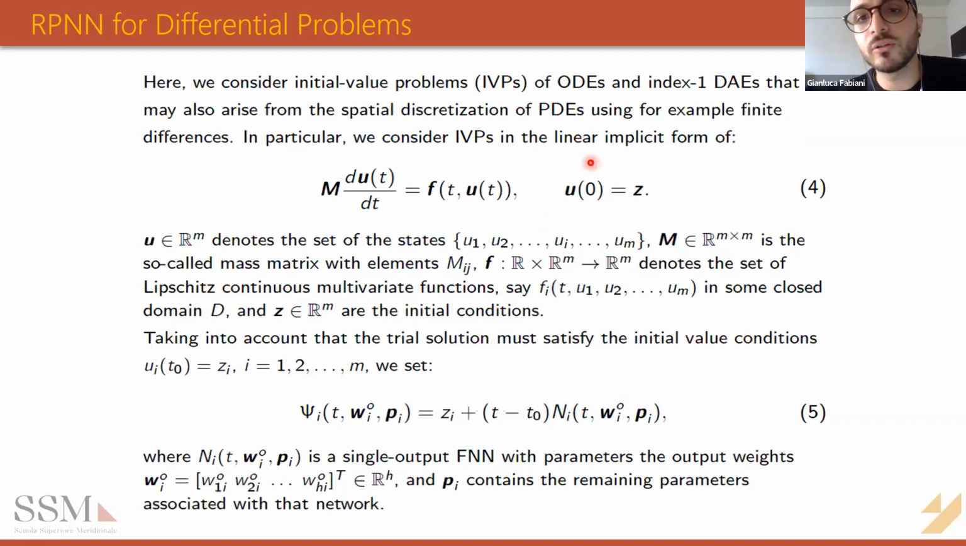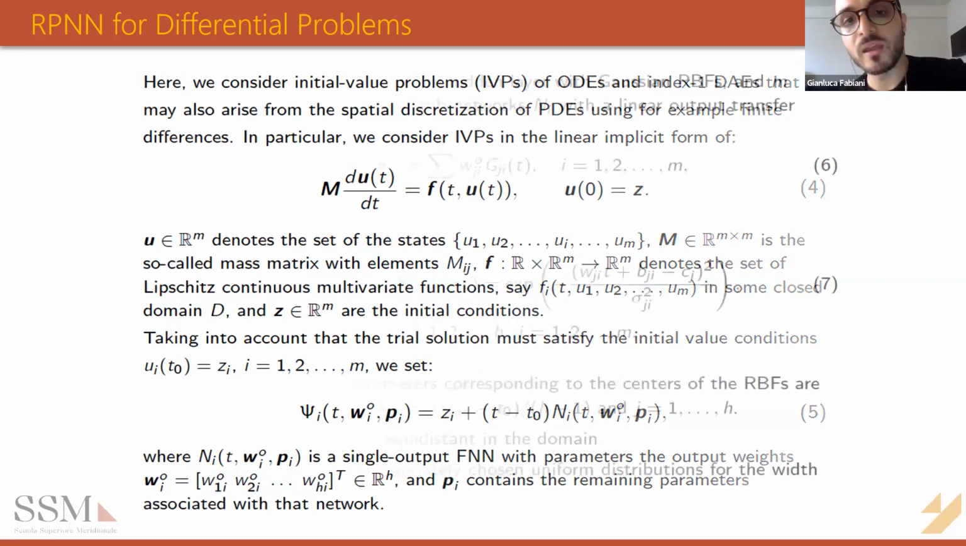So we consider not only ODEs, but we consider initial value problems in a linear implicit form, where we have a mass matrix that multiplies the left-hand side. This can also be singular, so this includes also DAEs, differential algebraic equations. And the solution that we look for in this problem is not only a neural network, that is this N, but this is multiplied by t minus t0, such that for t equal to t0, this is Zi, and Zi is the initial condition. So this explicitly satisfies the initial condition.